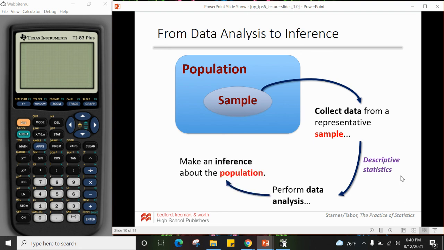And I might say, hey, we found out that most of our students in my class only have two siblings. All right, then I'm going to infer that about my population. And I might say, hey, people at Naperville North High School usually only have two siblings. And that's the process that we're going to go through this year. Take a sample, collect some data, analyze it, use it to make an inference.